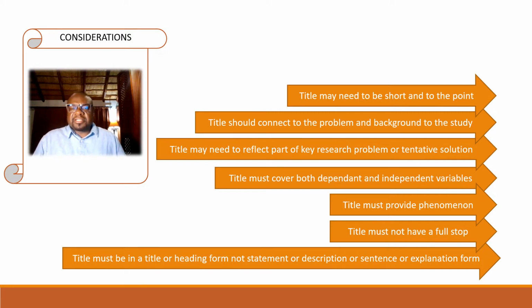In some instances, scholars make mistakes by putting a full stop as if the title is a sentence, statement, description or explanation. In the case of the title for the study, there is no need to put a full stop. The title must be in a title or heading form, not a statement, description, sentence or explanation form. So this is just to emphasize the things that you need to consider when constructing a proper, clear, sound or reasonable title for a study in social science research.